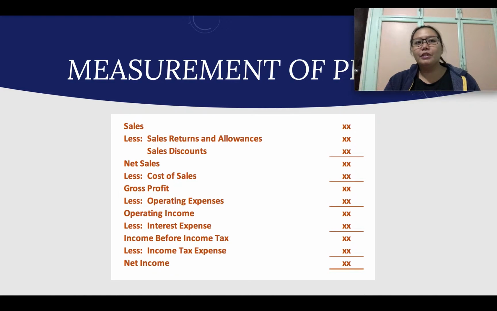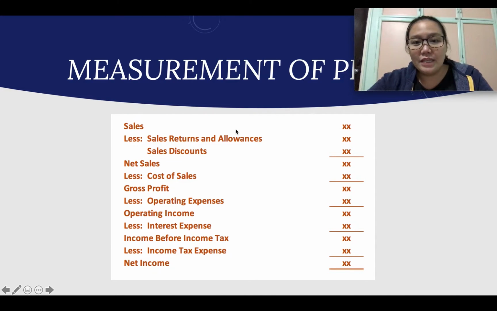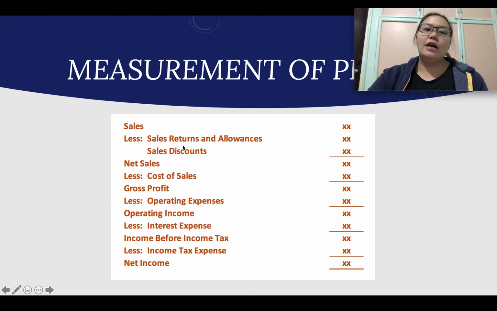But as far as a merchandising business is concerned, this is how we measure profit. So we always start with our sales. This is the main revenue account for a merchandiser, and then we have the sales returns and allowances and sales discounts. We deduct this from our sales to be able to arrive at the net sales. So the sales returns and allowances and the sales discount accounts are both contra sales accounts.